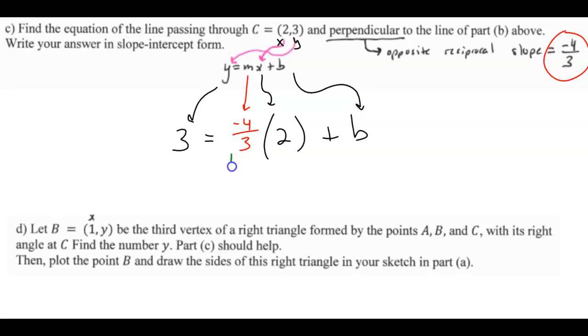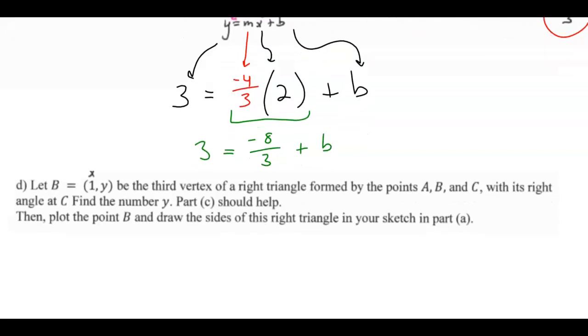If I multiply these together, I would get negative 8/3. And then to get b by itself, that's a negative 8/3, so I would just need to add 8/3 to the left side. So then b, you can put that in your calculator. 3 plus 8/3 is 17/3.